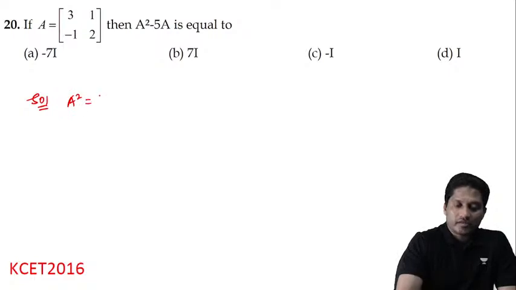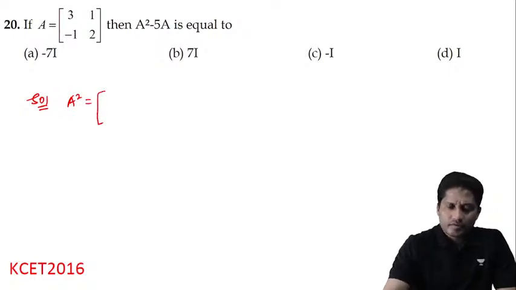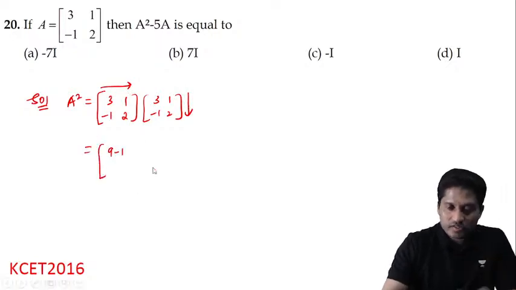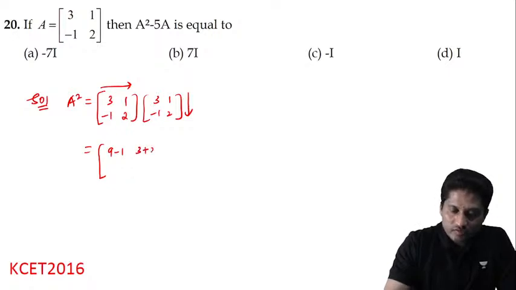A square is equal to A into A, which is 3, 1, minus 1 and 2. It's also 3, 1, minus 1 and 2. Multiply this: first row, first column, 9 minus 1. First row, second column, 3 plus 2. Second row, first column, minus 3 minus 2. Second row, second column is minus 1 plus 4. We'll get this as 8, 5, minus 5 and 3.